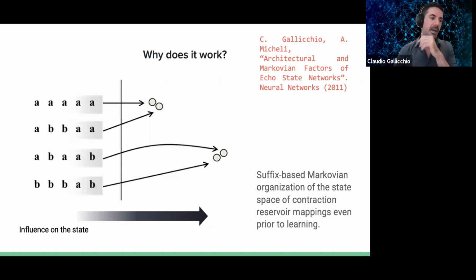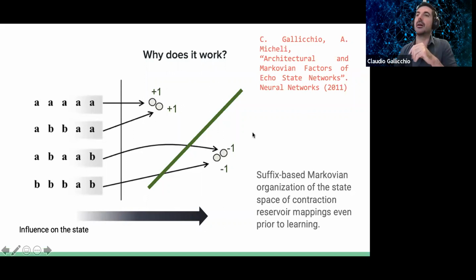Okay, so the point is that now, if my classification problem is in agreement with this suffix-based organization, so the last part of the time series is the one that influences most the target. Okay, so for example, these two are positive and these two are negatives, then fine, I can find, very easily, a hyperplane that separates the positive and the negative examples.